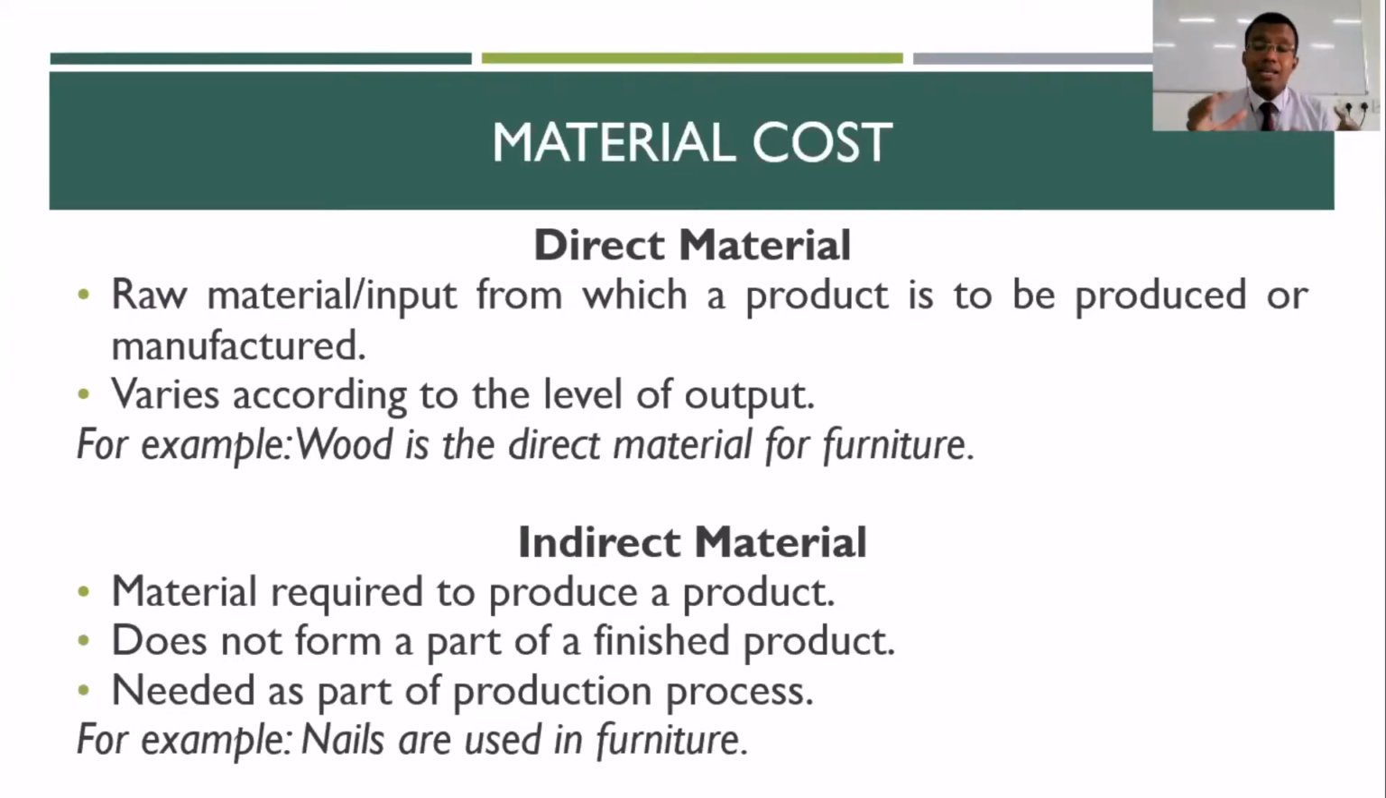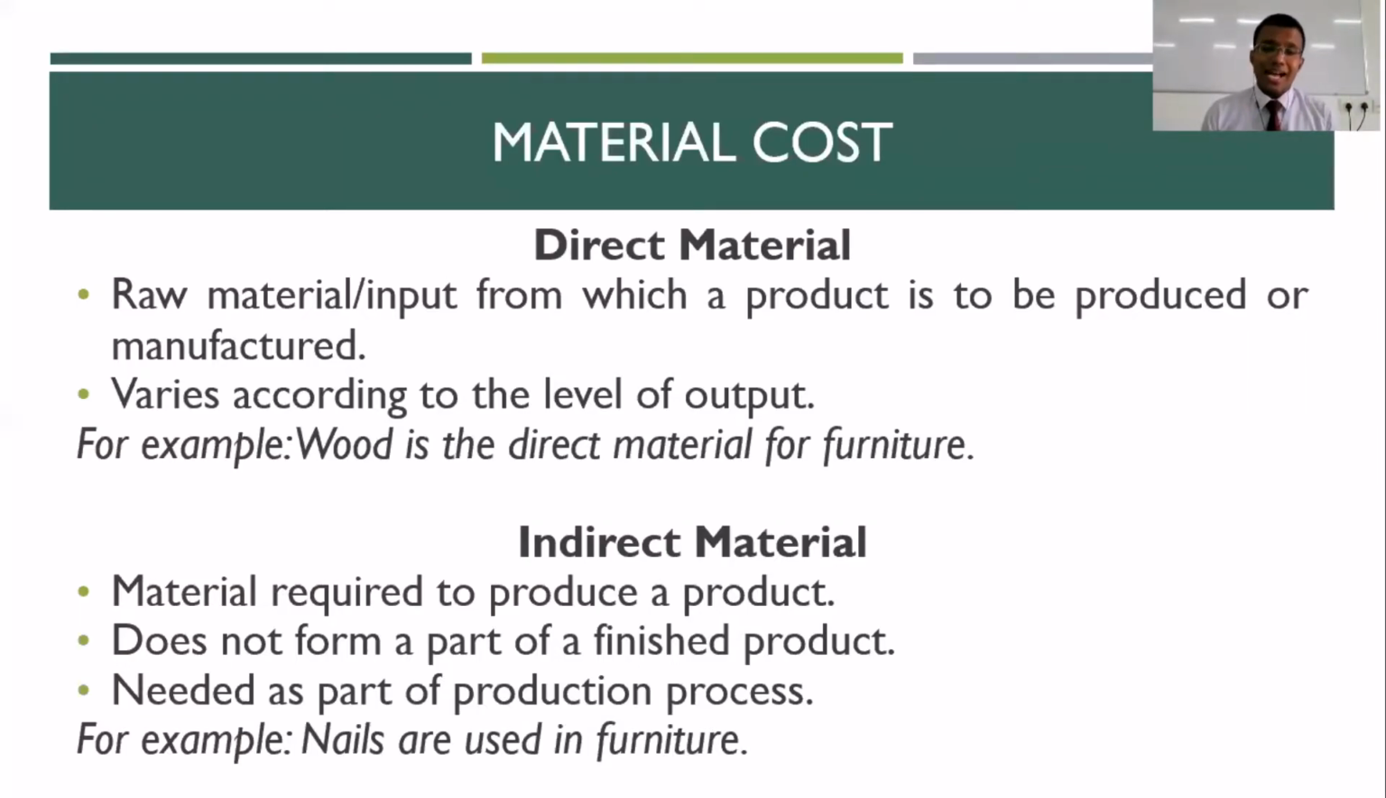So direct materials has the unique characteristic of being able to be quantified appropriately or exactly. Okay, so any material that is consumed as a part of your production process, which you're able to quantify perfectly, that is referred to as direct material cost.